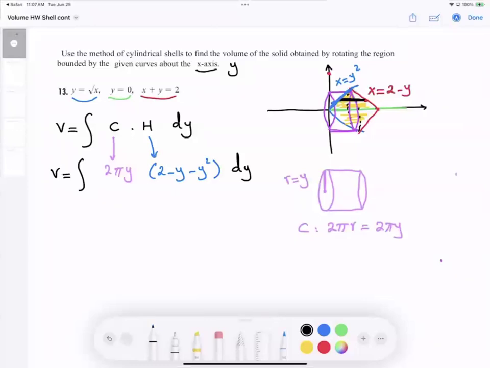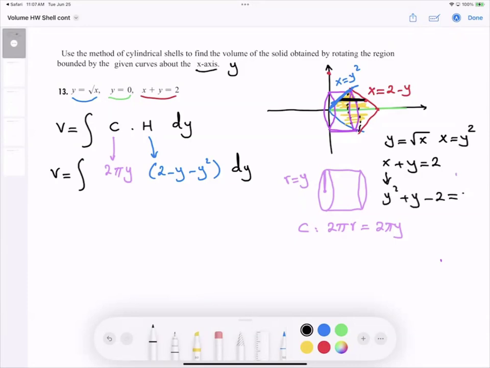So let's see, what is the intersection between these two? y is equal to square root of x, and we know that x plus y is equal to 2. We want to find the boundary for your y, right? So from the very first equation, x is y squared. Since x is y squared, just substitute it here. You get y squared plus y minus 2 equal to 0.